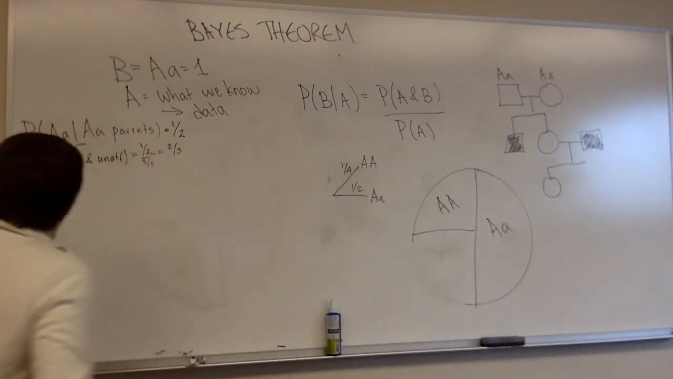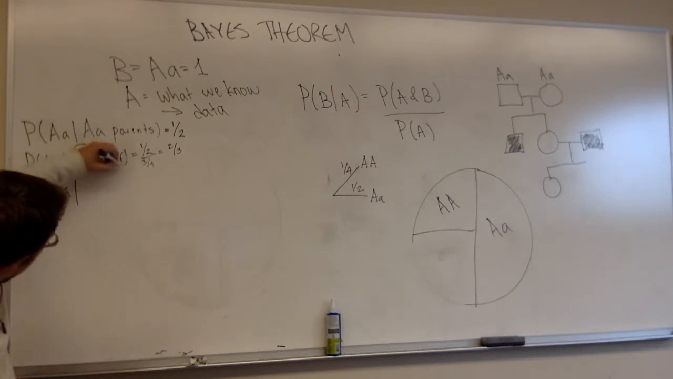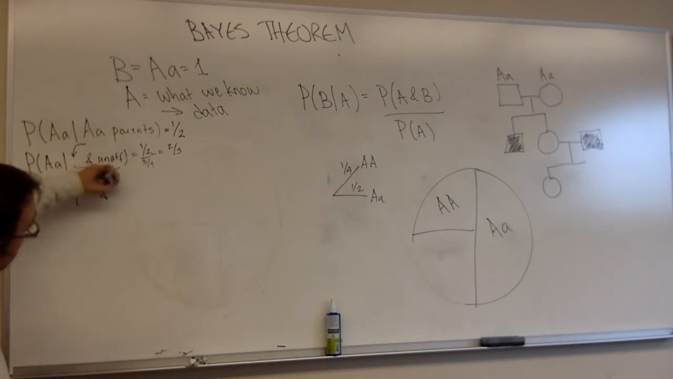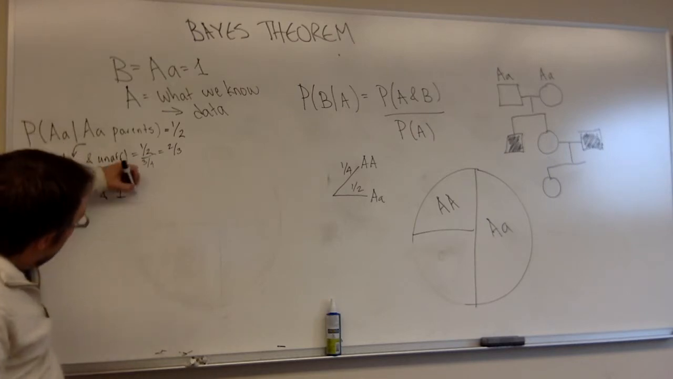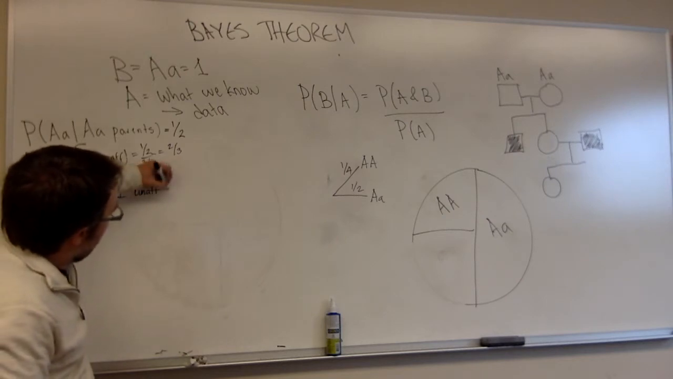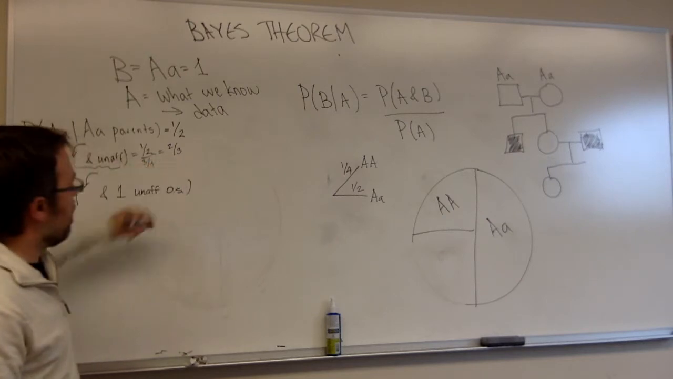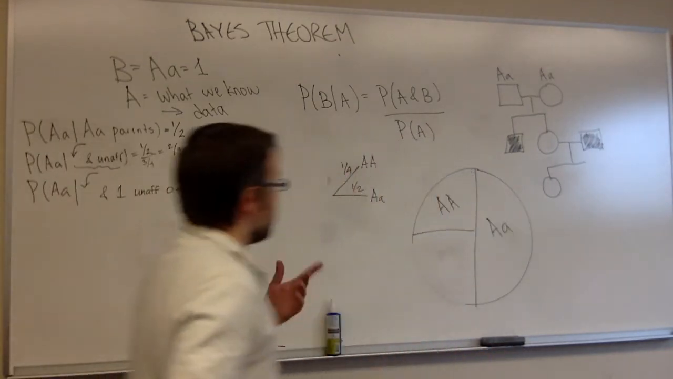Okay, and so now what we're asking is the probability of big A little a, given all this stuff and one unaffected offspring, this offspring. Okay, so now what do we have to do?